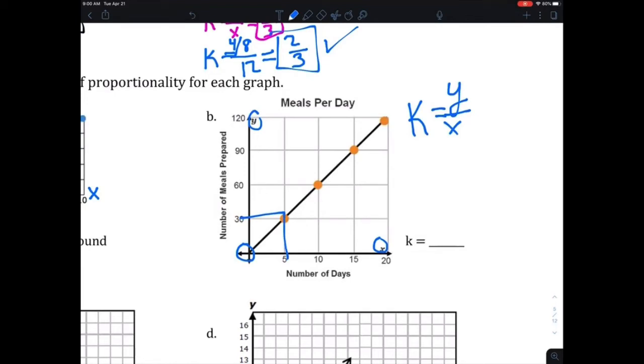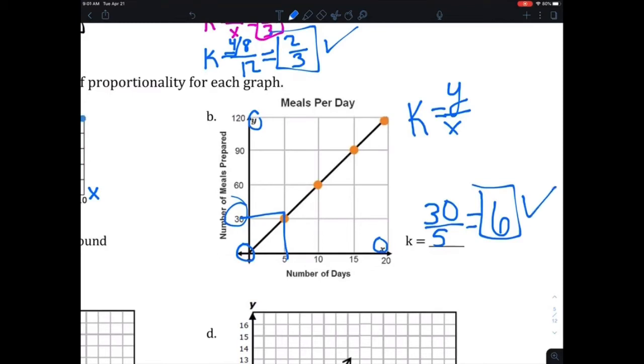We can use 30 and 5. 30 as my y value. When 30 is my y value, what's the corresponding x value? In this case, it would be 5. Is that in simplest terms? You're correct, it's not in simplest terms. So let's put this in simplest terms. 30 divided by 5 would give us what? 6. Good job, and that's my constant of proportionality right there.